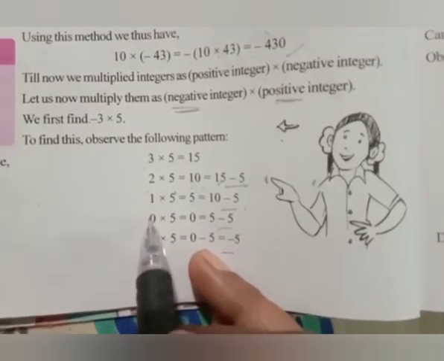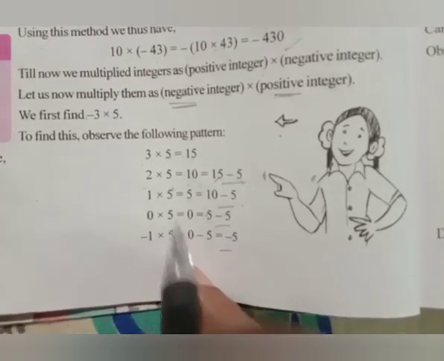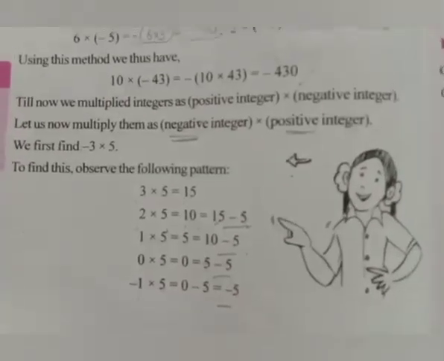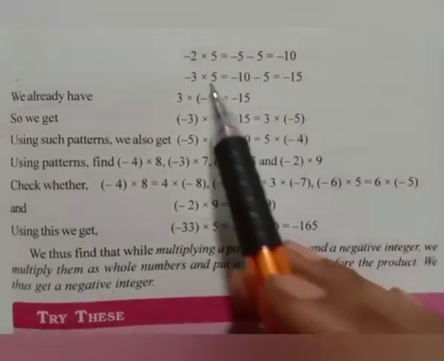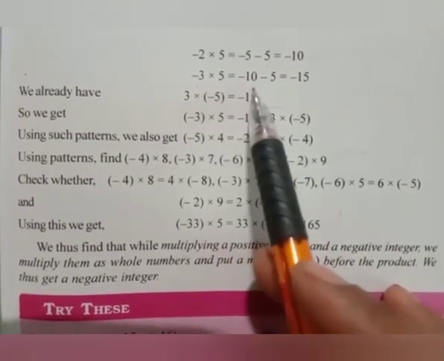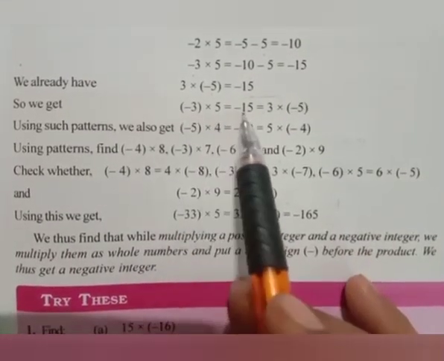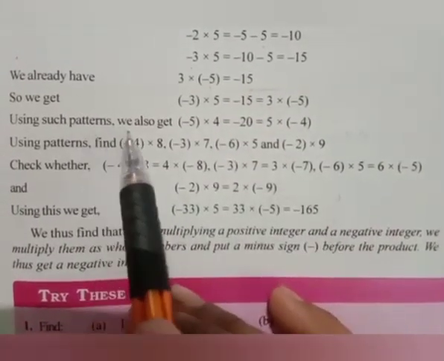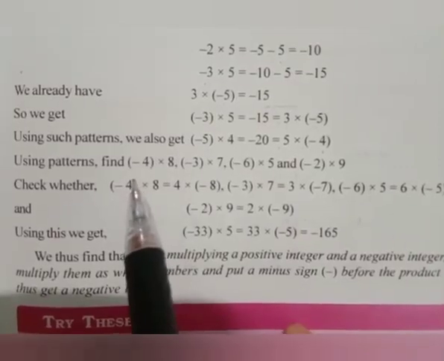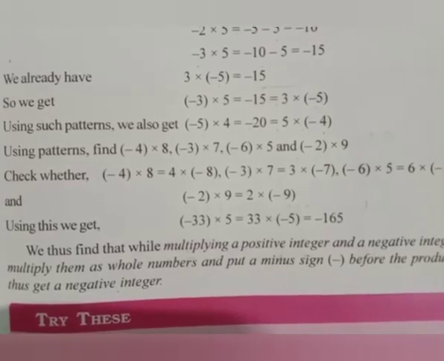So 1 into 5 is 5, then 0 into 5 is 0, as 5 is subtracted from 5. Then below 0, minus 1 into 5 is minus 5. Minus 2 into 5 is minus 5 minus 5, which is minus 10. Minus 3 into 5, minus 10 minus 5, is minus 15. So we can say minus 3 into 5 is minus 15. In the same way, minus 4 into 5 is minus 20. Using the pattern you can do all the sums.